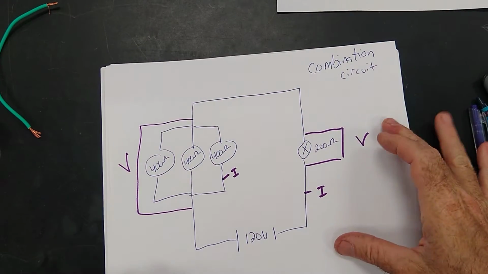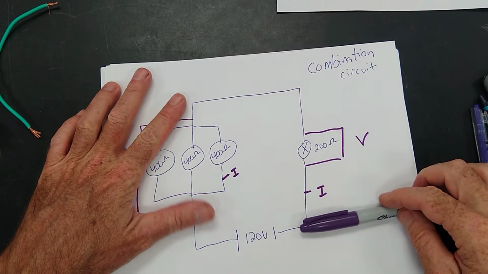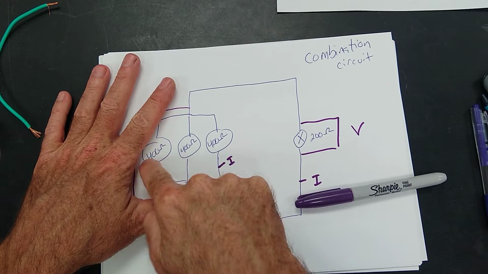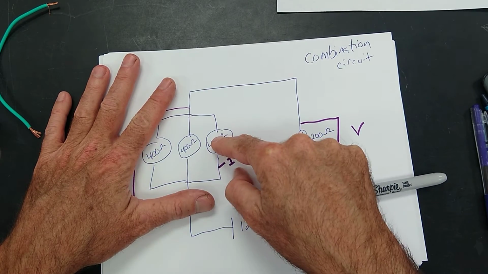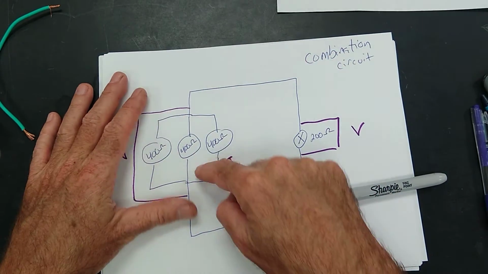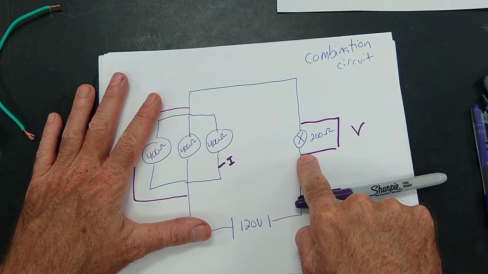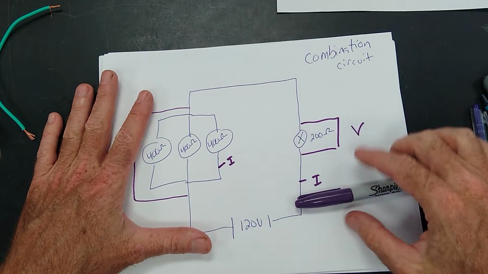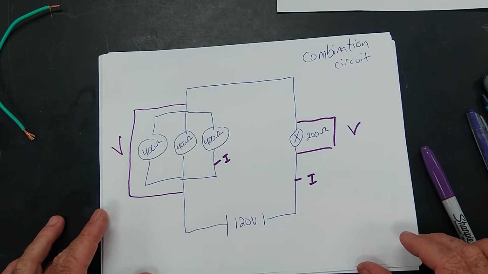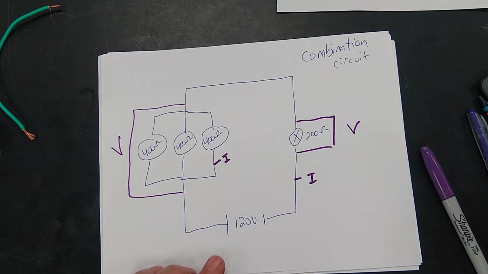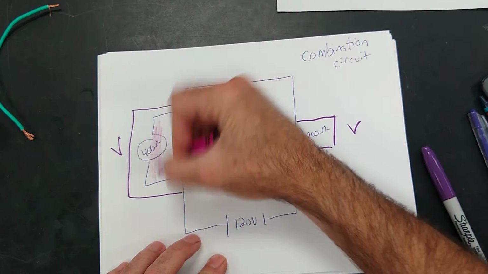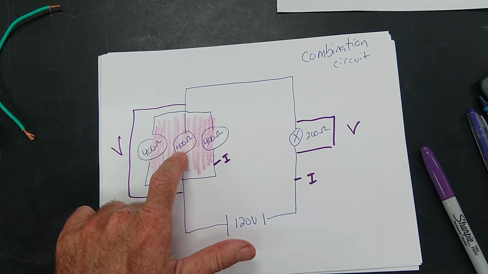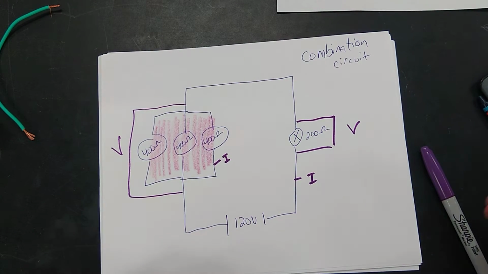Here we have a combination circuit, okay? You got 120 volts. You have three 400 ohm bulbs that are in parallel, and they're right in the middle of your circuit. And then they're in series with this 200 ohm bulb. This is a combination circuit, so you have to be able to answer this. What is the first thing you should do to solve this? That's right. The first thing you should do is think about all three of these bulbs as being one resistor, and then you'll be able to answer all the questions.